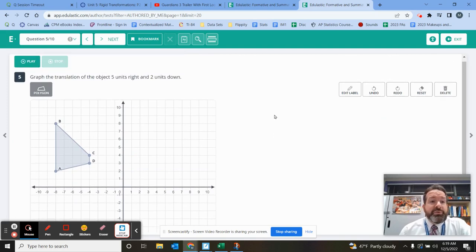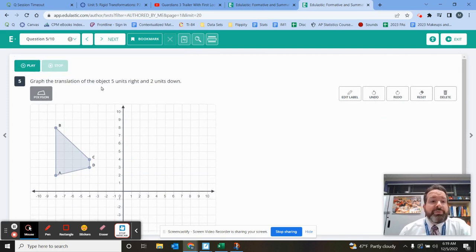Another one we're expected to graph for ourselves. So 5 units right and 2 units down. I'm just going to go alphabetical order again, A, B, C, D. So 5 units right. I don't click yet. 2 units down. That's where I want to put my first click.